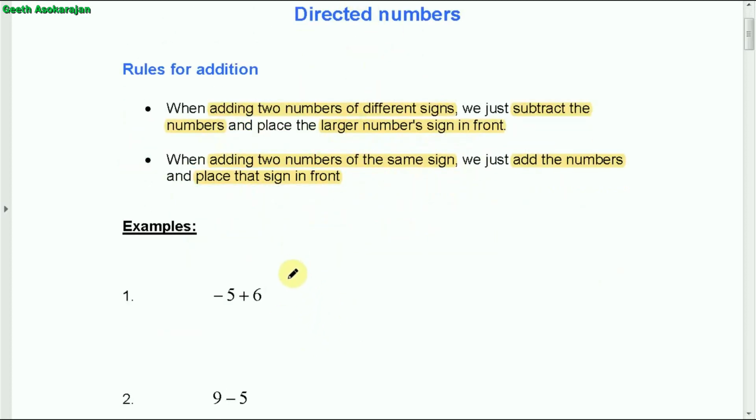Let me pick up my blue pen. For example, -5 plus 6. These two numbers, -5 and +6, have different signs. So remember the idea: when adding two numbers of different signs, we subtract the numbers and place the larger number's sign in front. So let's subtract the numbers. 6 take away 5 is 1. The larger number here is 6, and the sign in front of the 6 is plus. So the answer is +1 or simply 1.